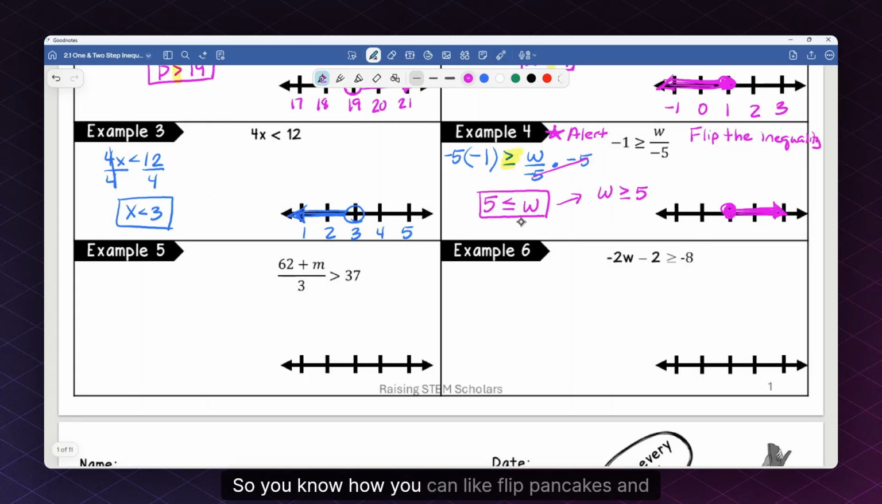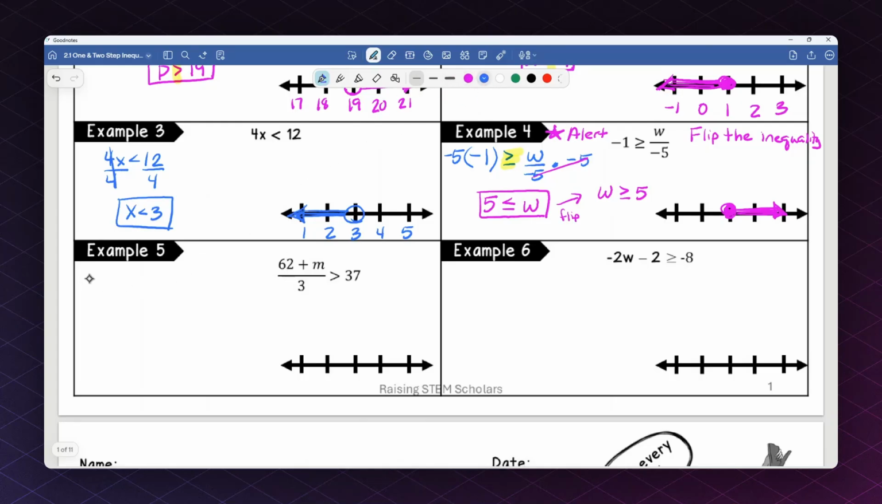So you know how you can flip pancakes and it's still a pancake? If you end up with your unknown on the right side, we can just flip it like a pancake. That's all we did. So then that way it helps us know which way the arrow's going. So that little trick about it pointing the way the arrow goes only works if my unknown is on my left-hand side.